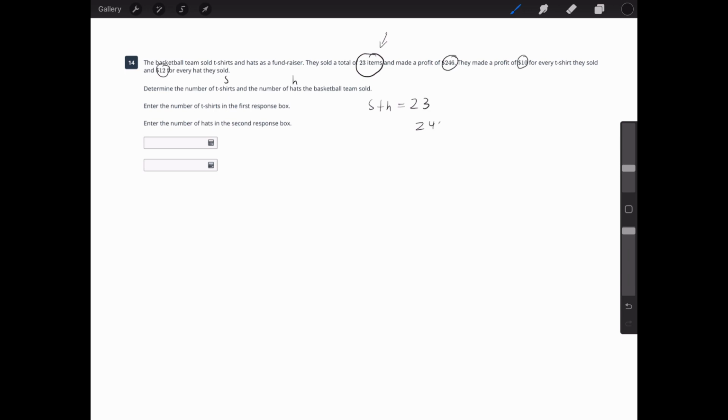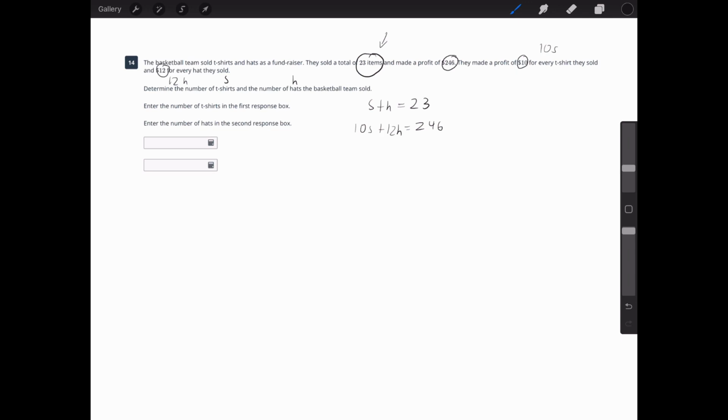Additionally, we know that our profit was $246, and they made $10 from each t-shirt, so 10S, and then 12H. So we have 10S plus 12H equals 246.